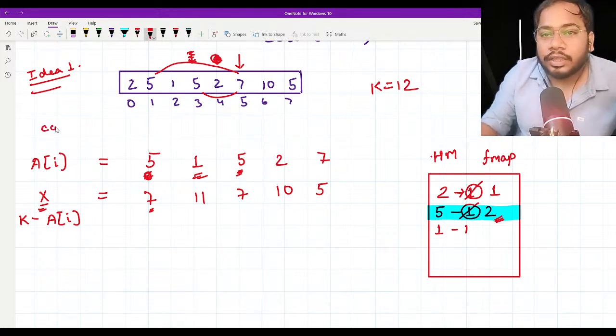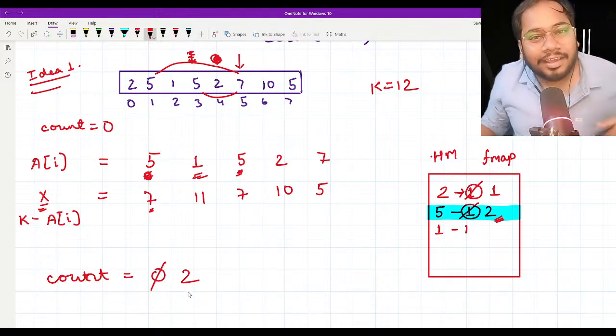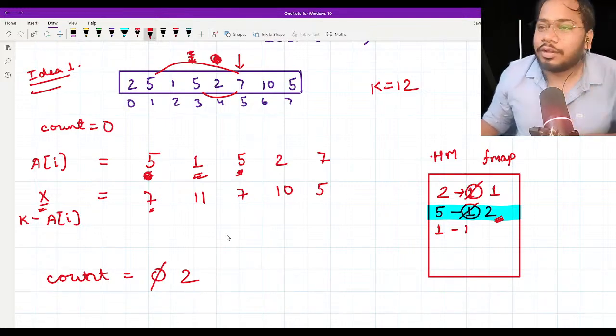So initially count will be 0, and now count will be 2. Okay, understood. Let's go ahead.